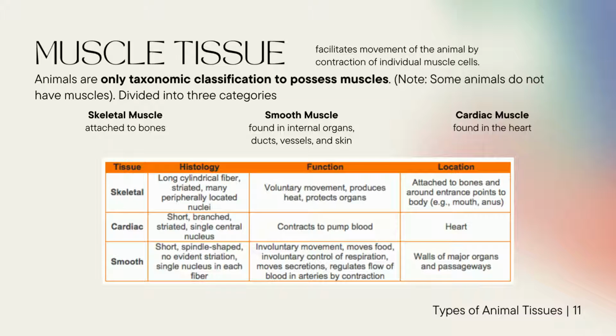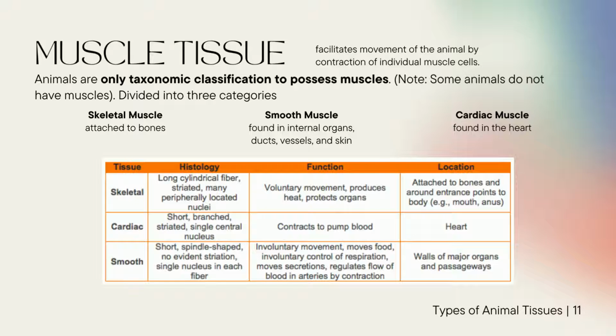So no evidence of striation, because it has no actin and myosin fibers, and also it has a single nucleus in each fiber. So the function of smooth muscle is to carry out involuntary movement. That is why it is found in our internal organs, ducts, vessels, and skin. It moves food, involuntary control of respiration, moves secretions, regulates flow of blood in arteries by contractions.